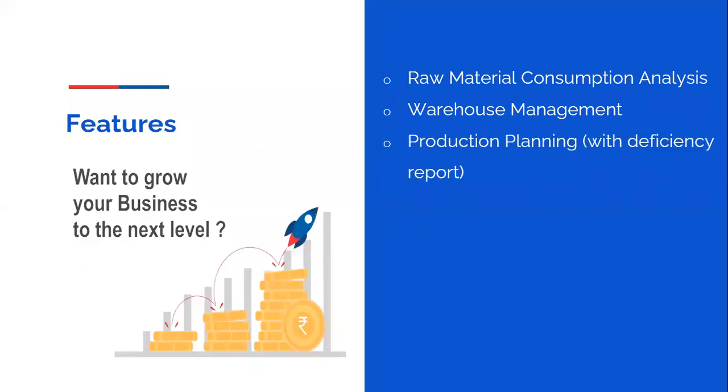The next point is production planning with deficiency report. You can plan the production, and you can see the shortage of raw materials. Suppose you are a manufacturer of cooking oil items, then you will need raw material like seeds for the oil manufacturing. You receive an order from the customer for 10 quantities, 100 quantities, or 5 quantities of mustard oil bottles. In Busy accounting software, you can check how many raw materials are required and what the shortage is in the material center. So you can plan for production, and you can directly generate the purchase order from the report for the shortage raw materials.